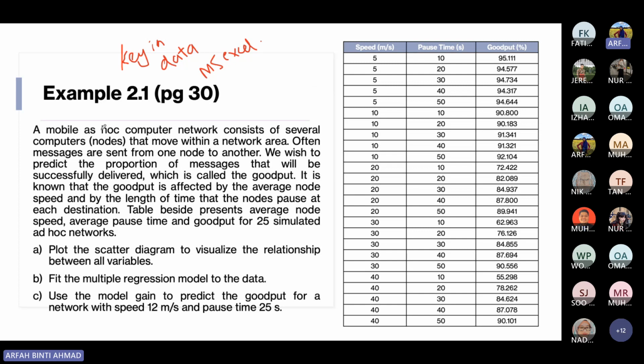A mobile ad hoc network consists of several computer nodes that move within a network area. Often messages are sent from one node to another, and we wish to predict the proportion of messages that will be successfully delivered, which is called the goodput. So this is the output that we want to have. How many successfully delivered messages? So it is actually the goodput. So in here, straightforward, goodput is your Y.